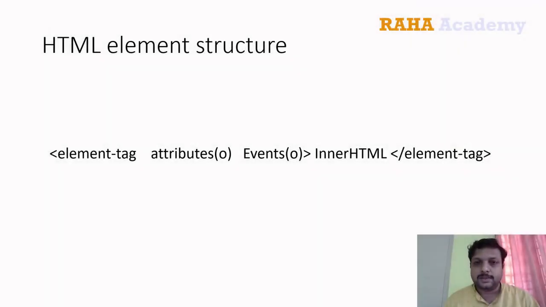HTML element has a specific structure. It starts with a less than sign and the element tag name. Then it has optional parameters like attributes and events. And then the closing bracket, that is nothing but the greater than sign. So any element in HTML is encapsulated between a less than sign and a greater than sign. The first part is the starting tag, followed by the content which you want to write for that particular element. And then there is an end tag. This whole section forms a basic HTML structure.